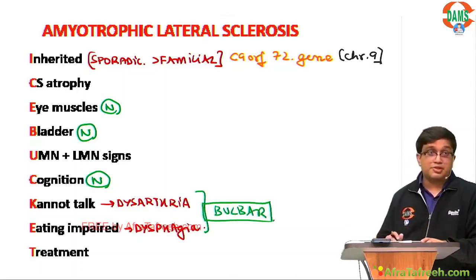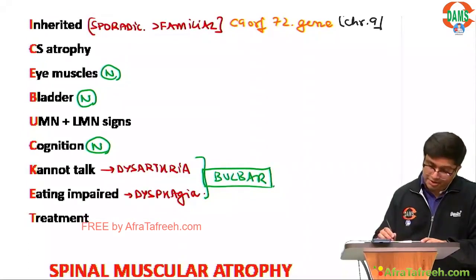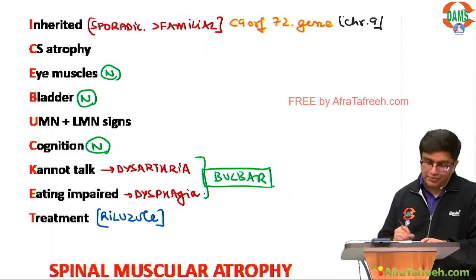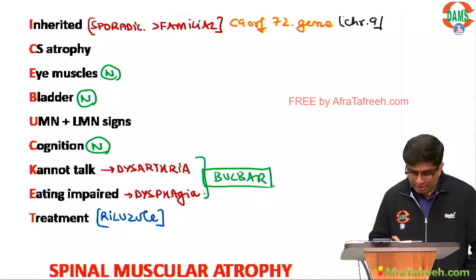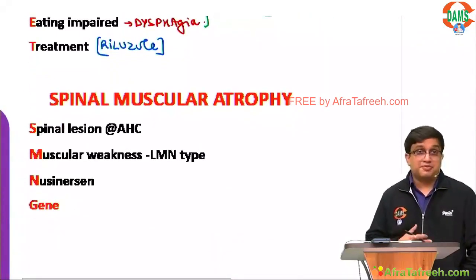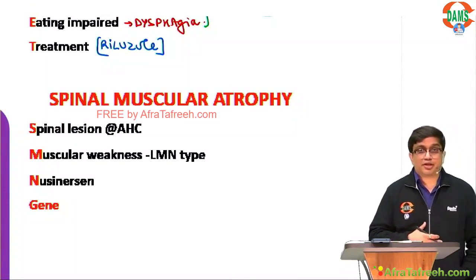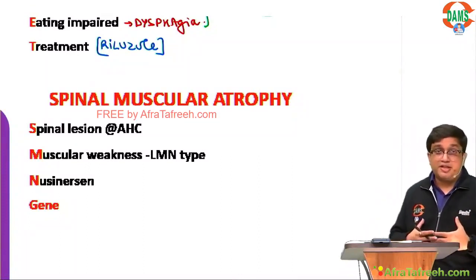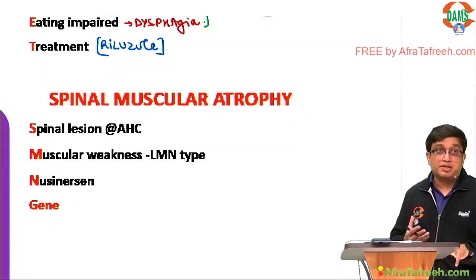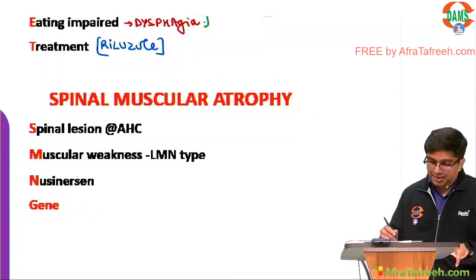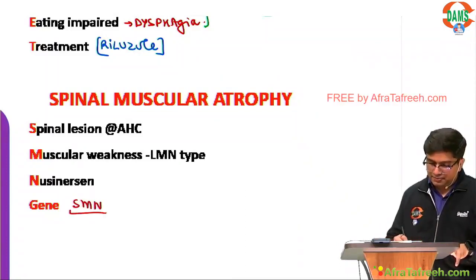Treatment is often supportive. But apart from this, one drug is approved for treating patients of ALS, known as riluzole. Then we have the expensive disease, spinal muscular atrophy, in which the patient has lesions located at the anterior horn cell, creating an LMN type of weakness. The ideal drug for treating them nowadays is considered to be nusinersen. And the problem lies in the SMN gene in these patients.